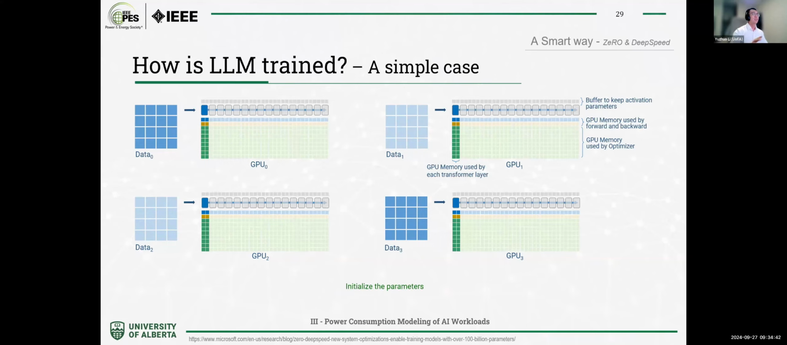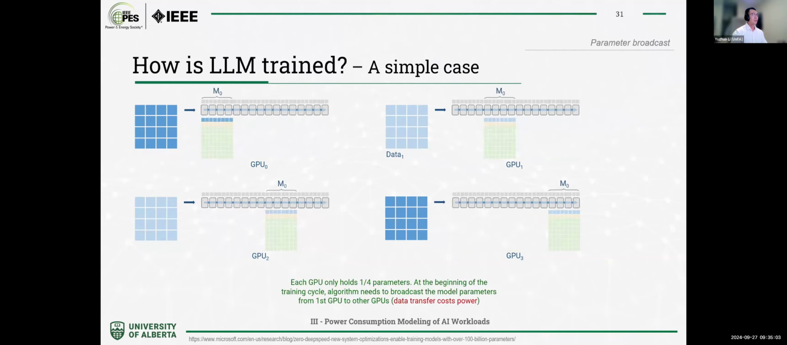And I forgot to mention, this demo is just a very simple case based on Microsoft's method called DeepSpeed. This is a training framework to speed up and make the training very efficient on a limited quantity of GPUs. Very typical, very classical method. So at the beginning stage of this training cycle, each GPU will only hold about a quarter of the parameters. This makes sure the GPU only contains the necessary parameters in memory.